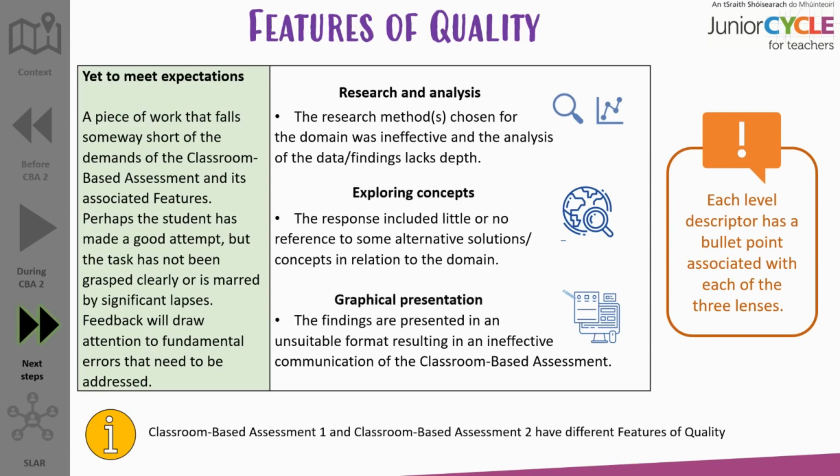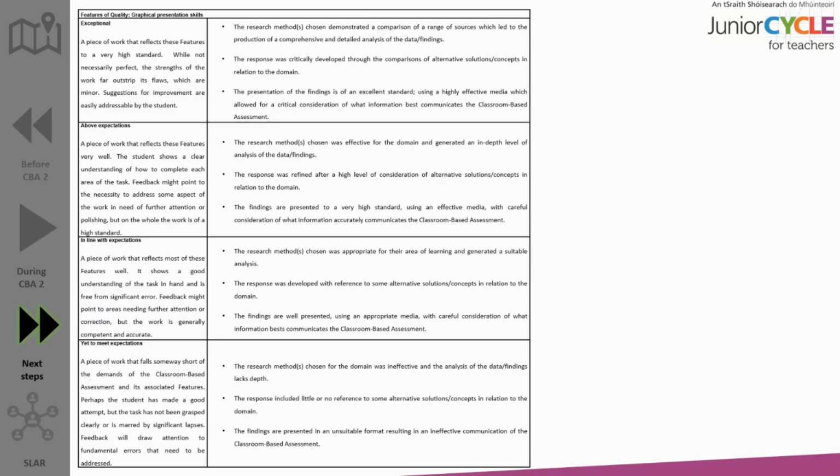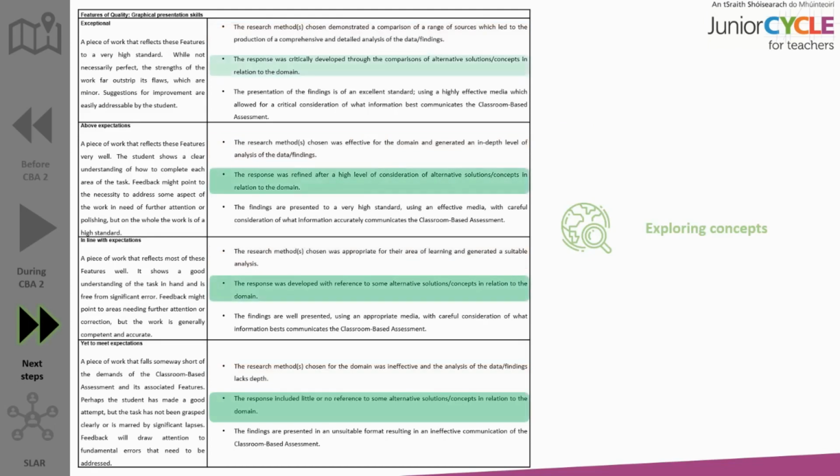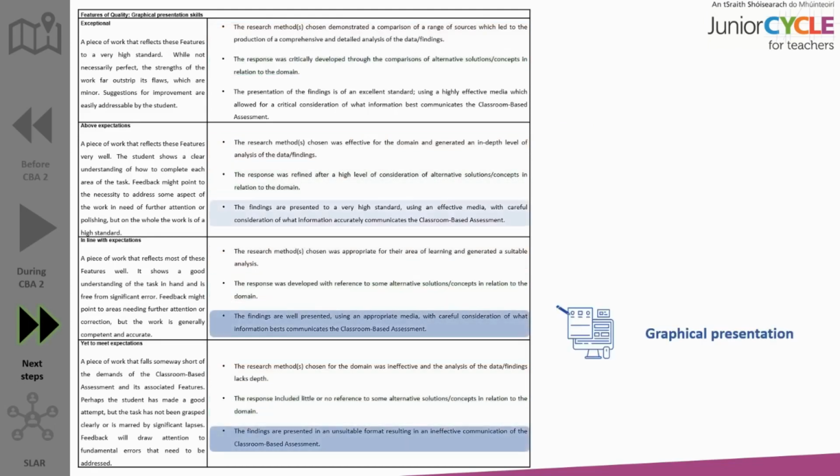It is important to note that Classroom-Based Assessment 1 and Classroom-Based Assessment 2 have different features of quality, so just to make sure that you are reading the correct ones. You can see here how the 3 lenses map across all of the features of quality. Research and analysis, exploring concepts, graphical presentation.